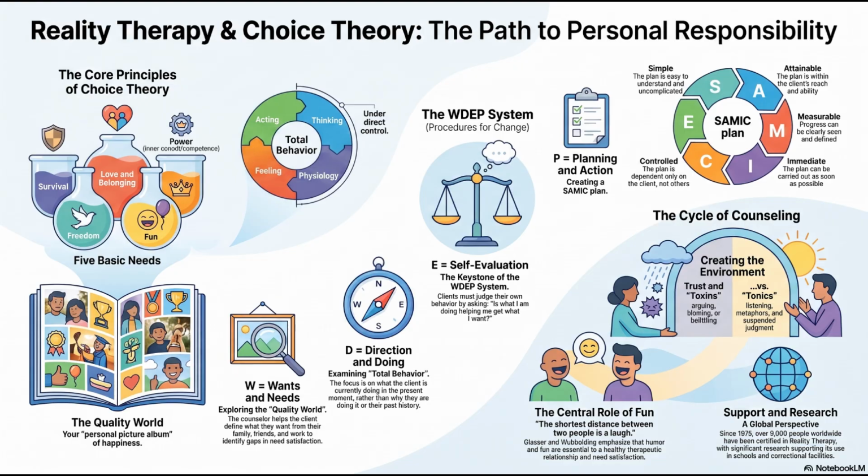Yep. The universal need might be belonging, but the specific picture in your quality world that satisfies that need could be your spouse, a community group, or even a beloved pet. It's the specific wants that fulfill the general needs. Exactly. Applying this to everyday life, it honestly explains so much human friction. Oh, it explains almost all of it.